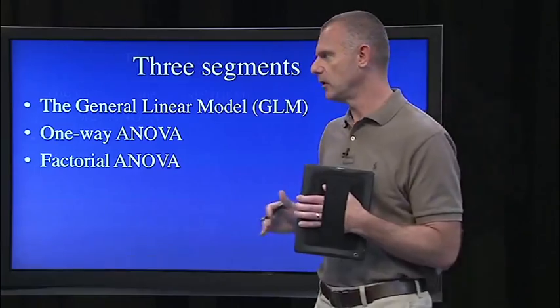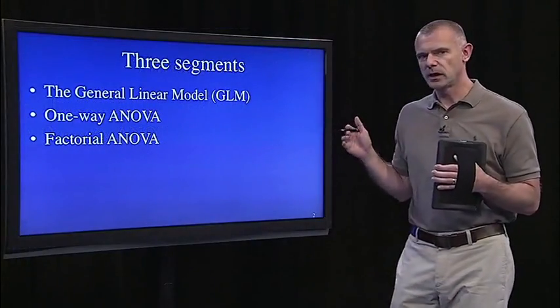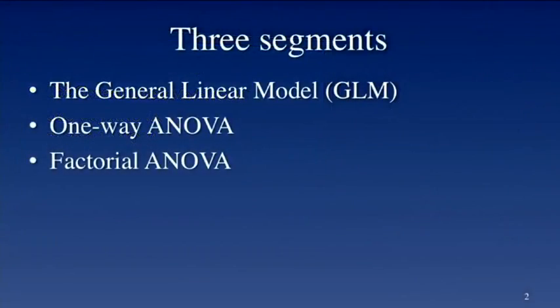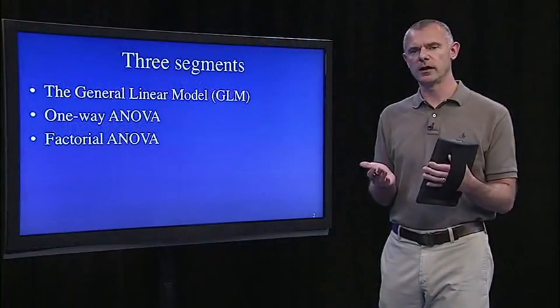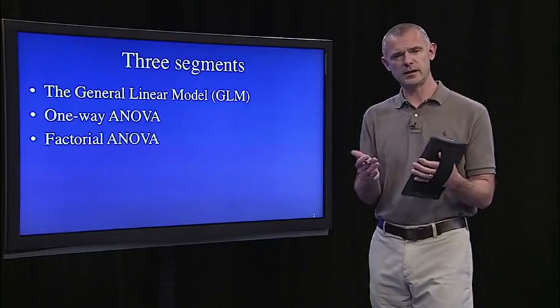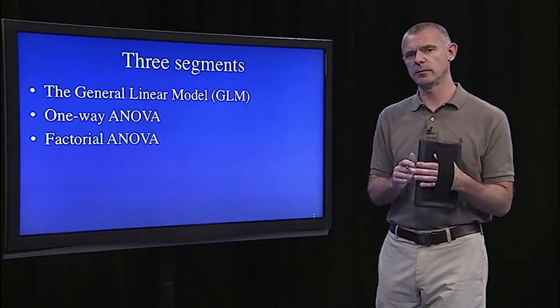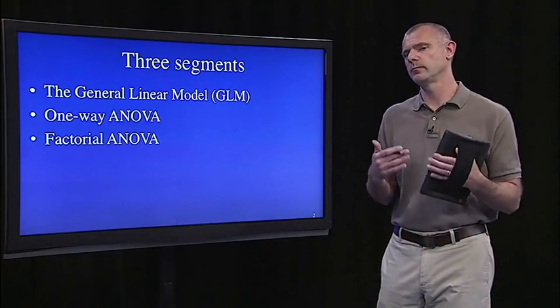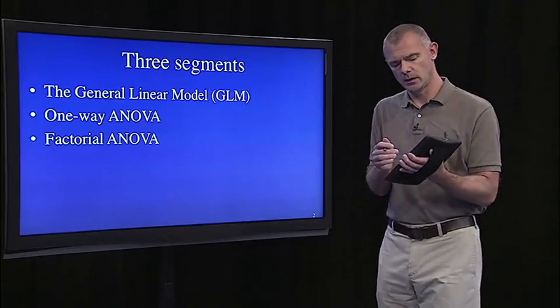So in this lecture, there will be 3 segments. At the beginning, I'd like to talk about this general linear model that encompasses multiple regression and analysis of variance. And what you'll see is analysis of variance is just a special case of multiple regression. It's sort of an easier case of multiple regression because the predictors are not correlated with one another. And they're not correlated with one another by design.